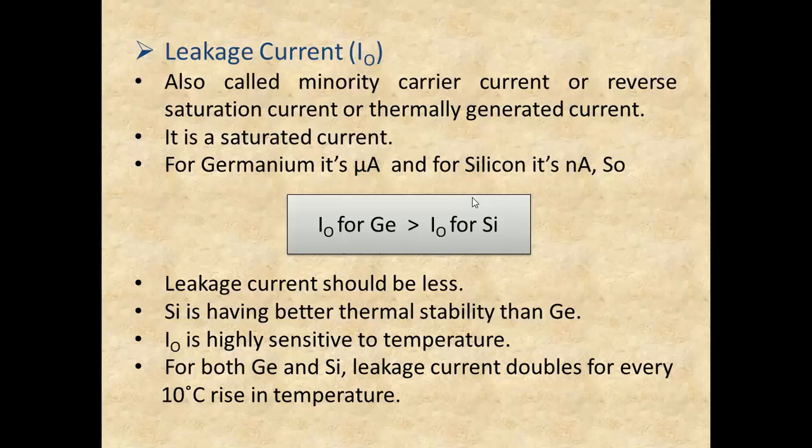Leakage current is highly sensitive to temperature. Last, for both germanium and silicon, leakage current doubles for every 10 degree rise in temperature. This statement which I have mentioned in the last point, that the leakage current doubles for every 10 degree Celsius rise in temperature, is a very important statement. In competitive exams they directly ask what happens to leakage current for a 10 degree rise in temperature. So you should be very clear about this statement.